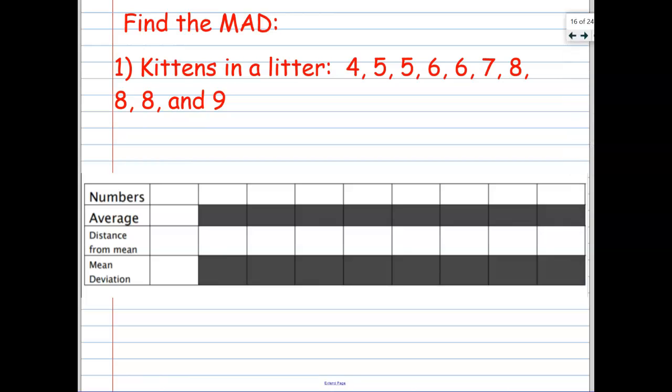Okay, let's put one in our notes. So go ahead and hit pause and copy this down. Make yourself like a little chart. You'll survive. I'll wait.